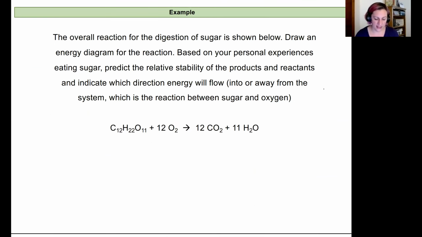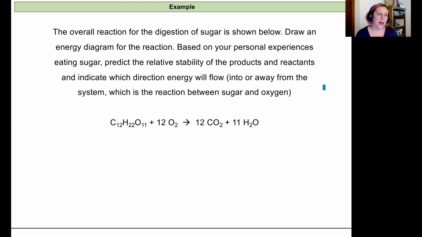So let's look at an example. We've got an overall reaction for the digestion of sugar shown down here. If you look at it, it's a combustion reaction. That's what your body does. Your body is a combustion engine. It takes sugar and turns it into carbon dioxide and water, and it takes all the energy from that process and uses it to spend that energy on lecturing at you about thermochemistry or drinking this cup of chai tea.